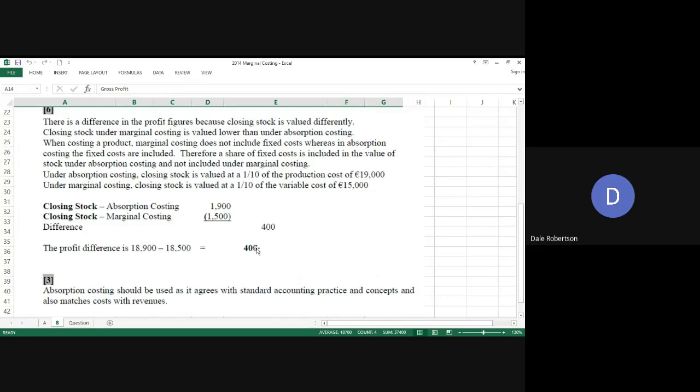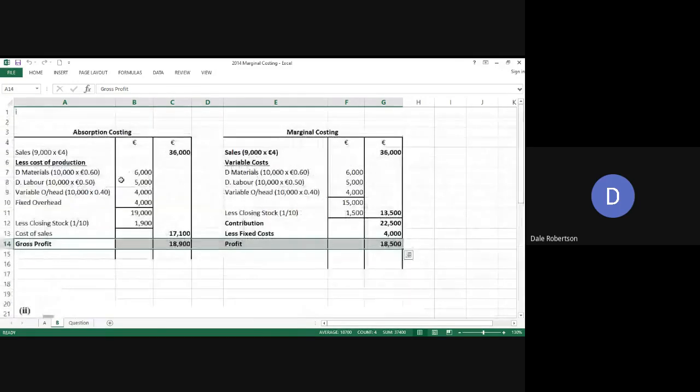And then which should be used for financial accounting? Well, you know, all of this costing stuff is called management accounting, where there is no specific rules. You can use either technique to gain information on your business and on its performance. However, for financial accounting, there are rules. And in that situation, absorption costing should be used. That's the option A above, because it agrees with the accounting practice and concepts, and it also matches costs with revenues. So we should use this one here, absorption costing in financial accounting.